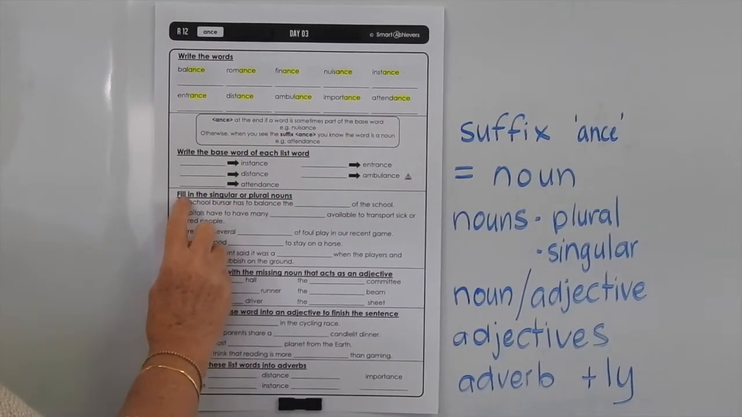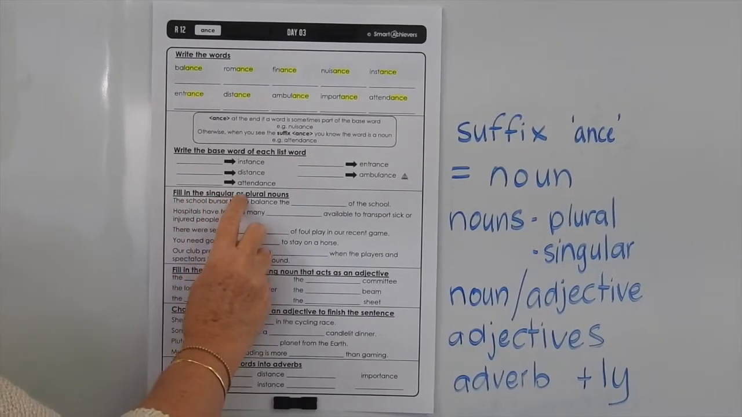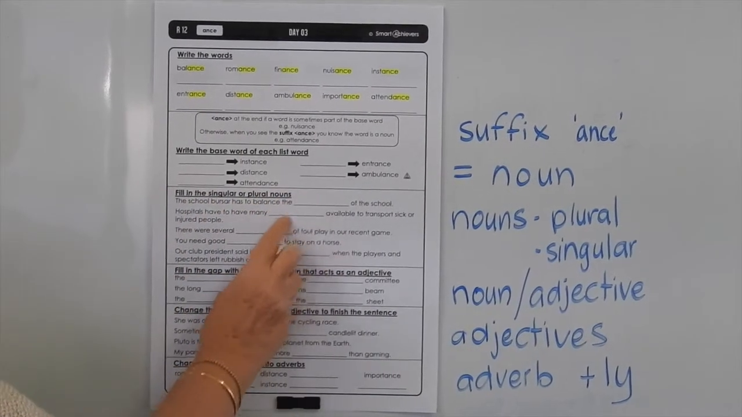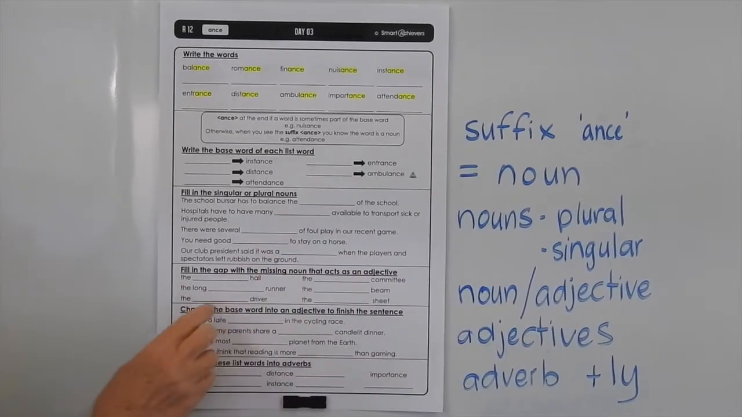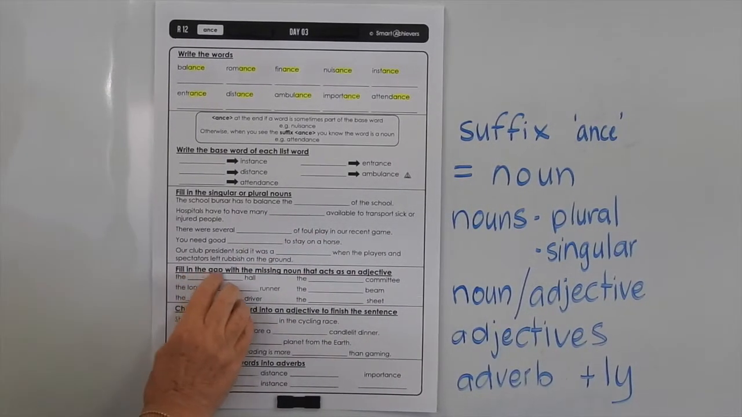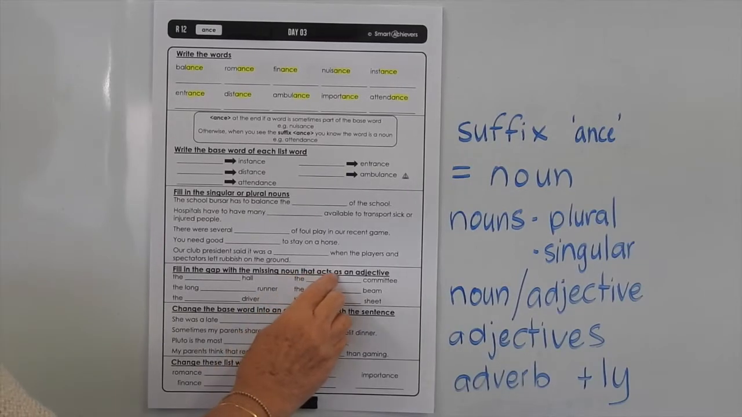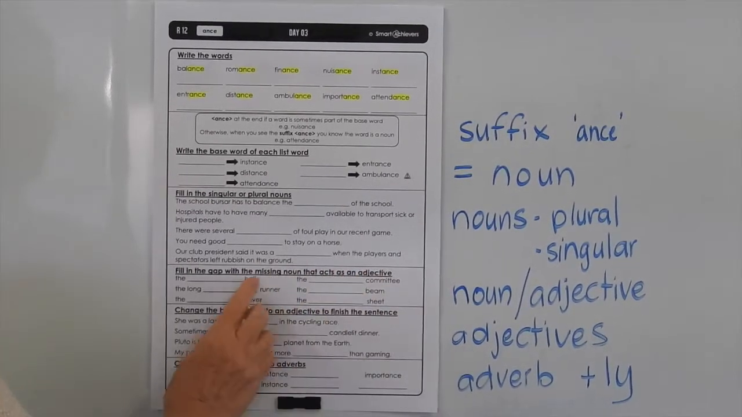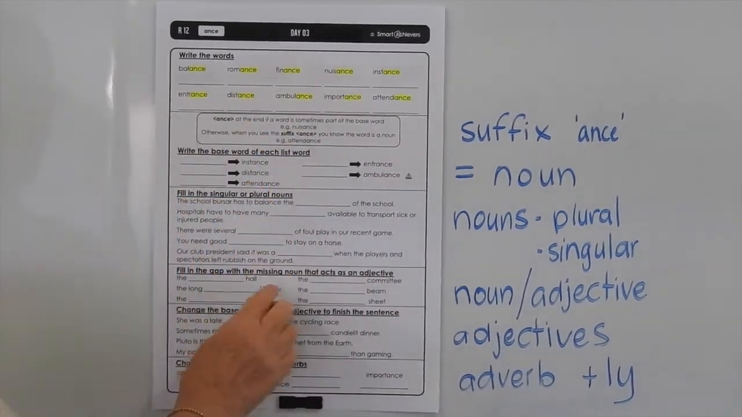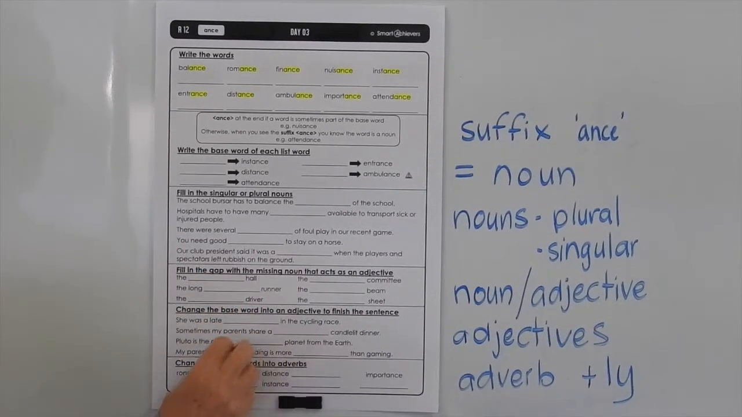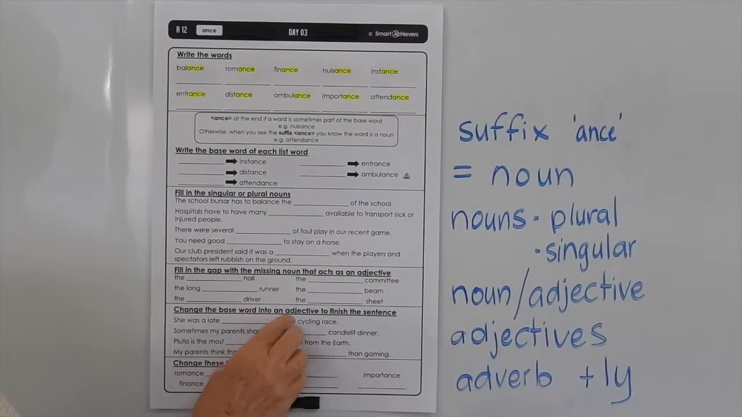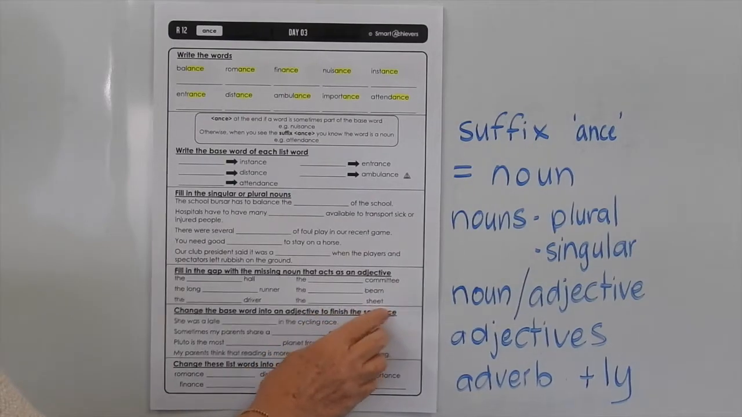Then down here you have to fill in either the singular or plural nouns that fit with those sentences. Then down here you have to fill in the gap with the missing noun that acts as an adjective. So you might have to think very carefully about some of those list words to make them fit in there. Change the base word into an adjective to finish the sentence.